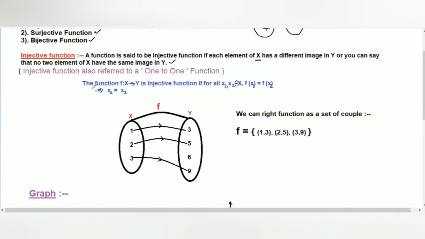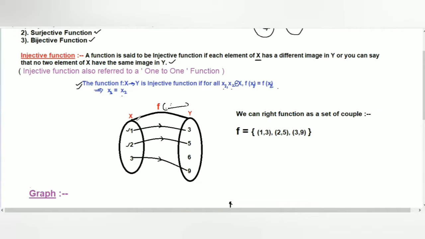In notation form, this is the definition. The function f: x to y is injective if for all x1, x2 belonging to x, f(x1) equal to f(x2) implies that x1 equals x2. When we do questions, you can understand this notation better.